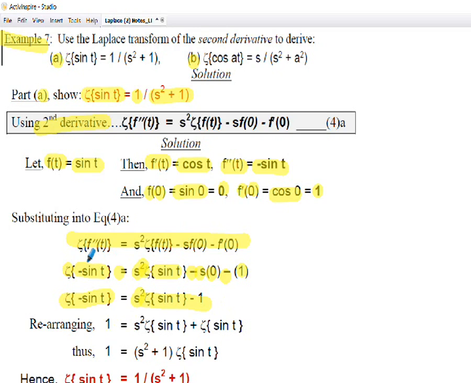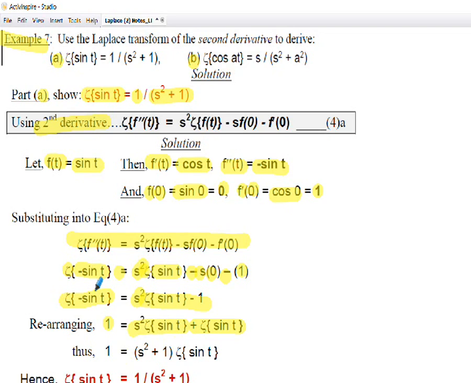I'm now rearranging the equation, so I'm adding 1 to both sides, 1 appears on the left hand side, and I'm adding the Laplace transform of sin t to both sides of the equation to get it over on the right hand side here. The s squared Laplace transform of sin t remains.